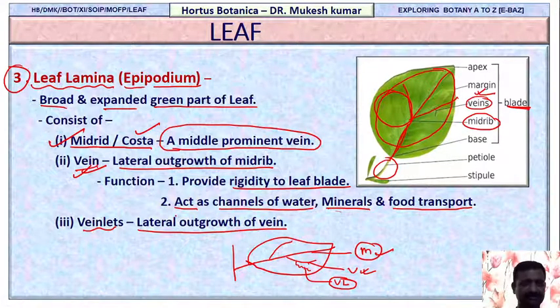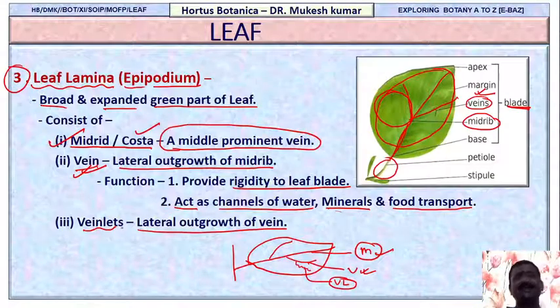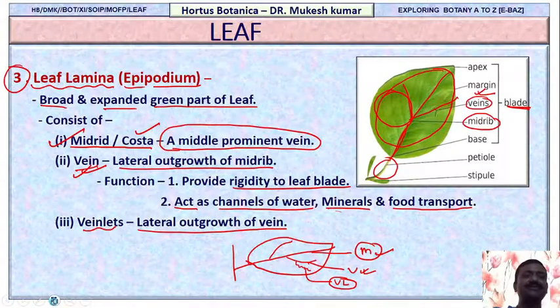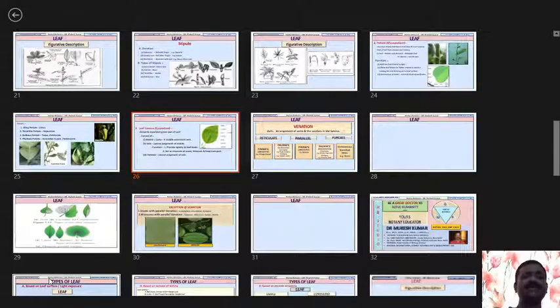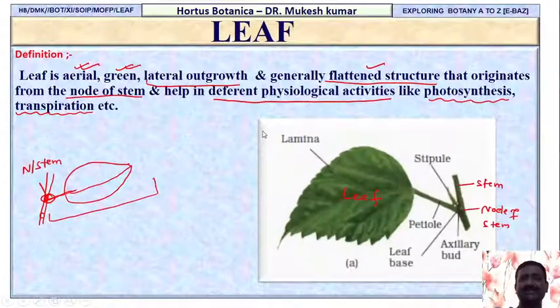Let's see venation. I think venation we'll discuss in the second class. So for today, it's okay, my dear. Today I explained to you about the parts of the leaf, and what is a leaf. Once more I want to recall what we have studied.